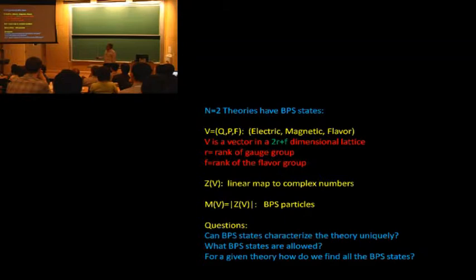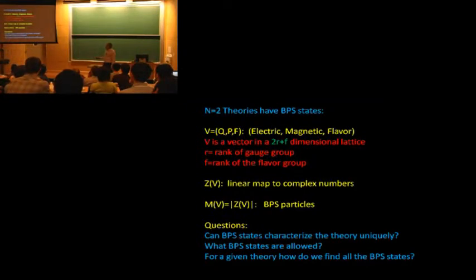And in these theories, we have a map from the elements of this vector space to complex numbers. It's a linear map. And for BPS states, it has the property that the mass associated to the corresponding state is given by the absolute value of this complex number. Generally speaking, there's an inequality: the mass is bigger than or equal to this for general states with this particular charge. But for BPS states, this is saturated.